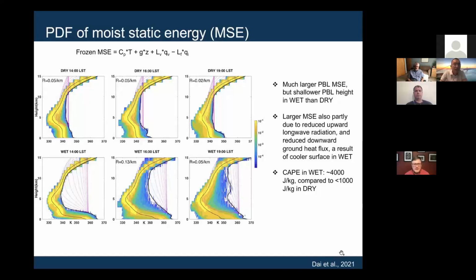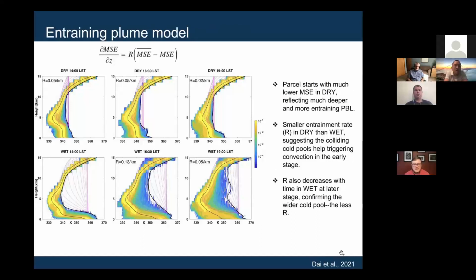We believe that the entraining plume model can at least partly explain those differences. We assume that the moist static energy is only affected by the entraining environmental moist static energy, and we assume that the entrainment rate doesn't change. If we have a group of entrainment rates, we will see a group of magenta lines as shown in this subplot. And we can get the entrainment rate by finding the best fitted line.